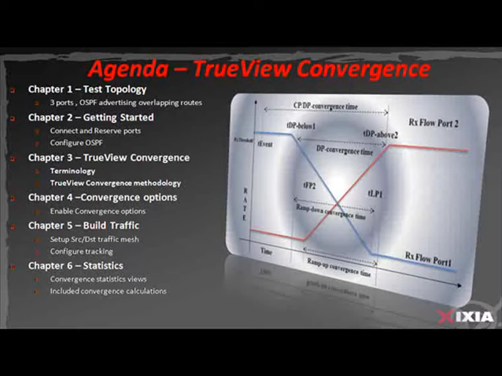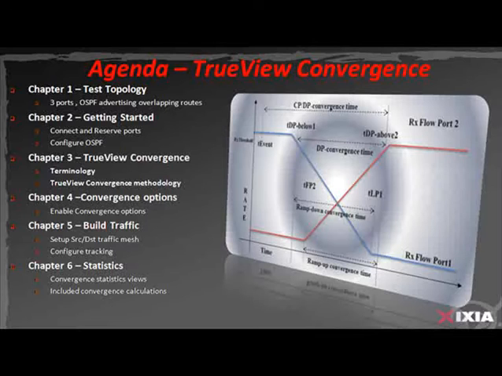In Chapter 1, we will cover the test topology, which includes 3 ports connected to a device under test running OSPF. Of these 3 ports, OSPF is running on 2 of the ports and is advertising overlapping routes, one router advertising the route ranges with a higher metric and another one with a lower metric. Chapter 2 will walk us through basic configuration within IxNetwork to set up this topology.